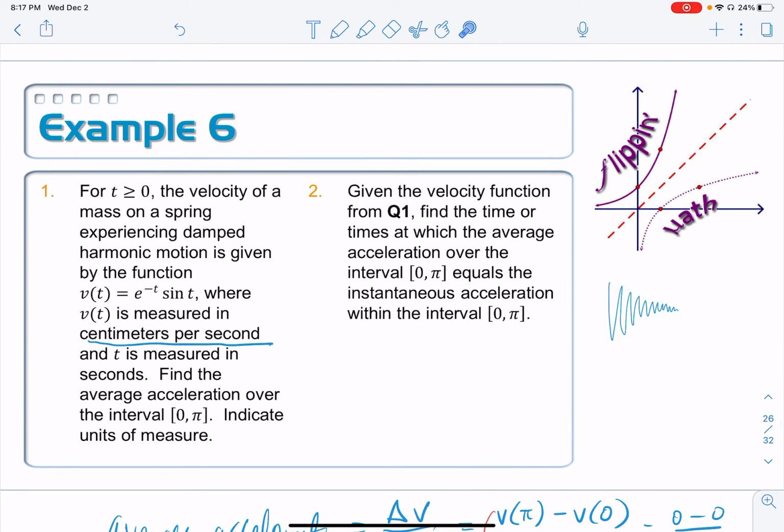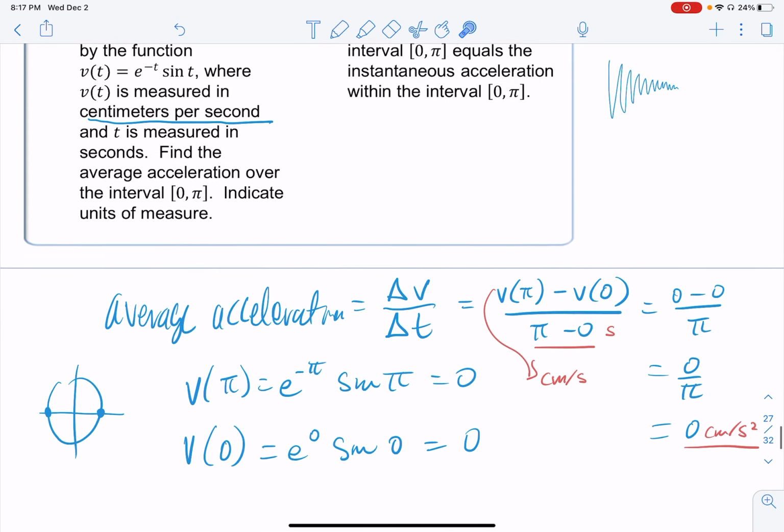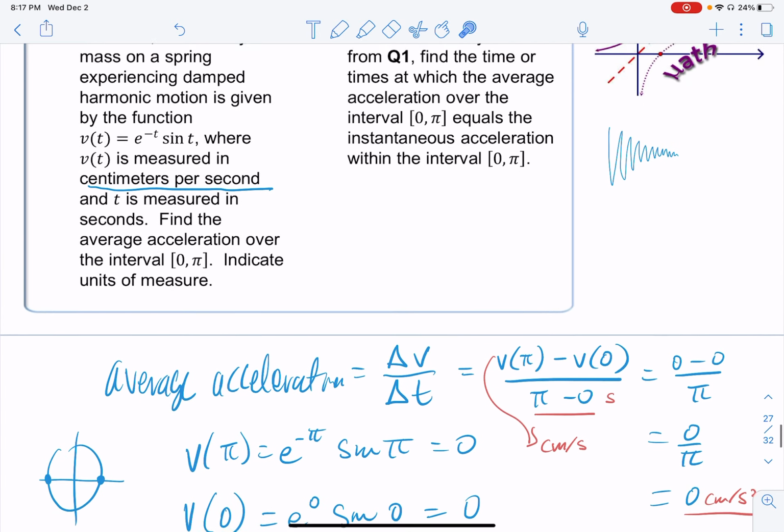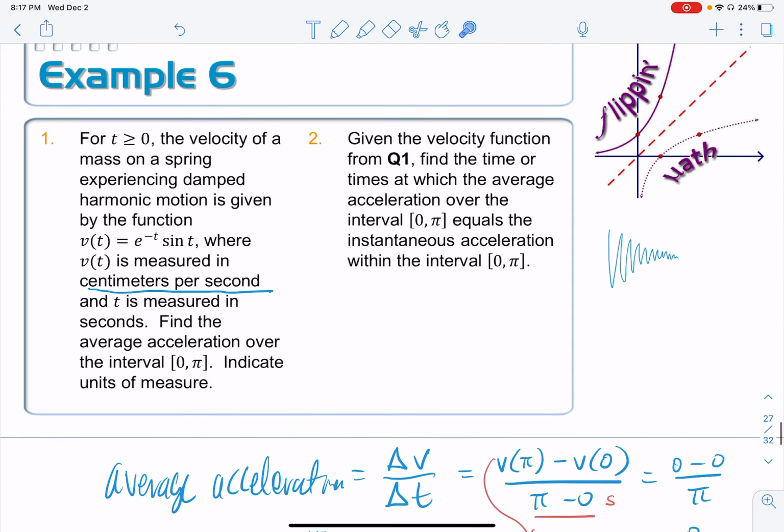Given the velocity function from question one, find the time or times at which the average acceleration over the interval from zero to pi equals the instantaneous acceleration within the interval. Once again, it is the mean value theorem, and it fits the criteria. Criteria were three. No, they weren't. There were two of them.